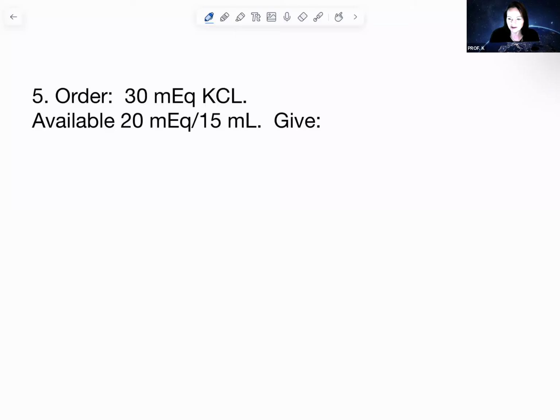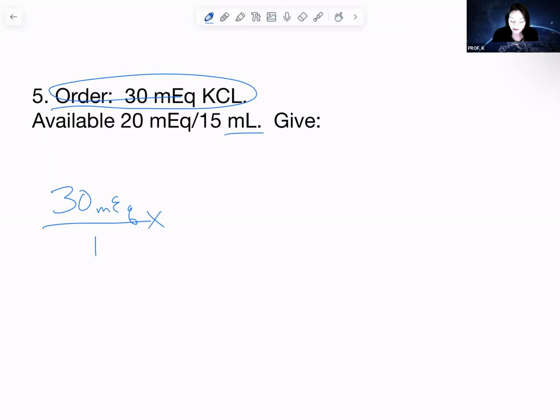So what is my given? Oh no, yes. So my given is the doctor's order, and it says right there, ordered 30 milliequivalents. And this is just a type of unit of measure, and it's usually the potassium that you'll be giving in your practice. So 30 milliequivalents, the doctor orders. What am I going to give? Well, it comes in milliliters, and it's a liquid, so I'm going to give it as a liquid. I put that over 1.